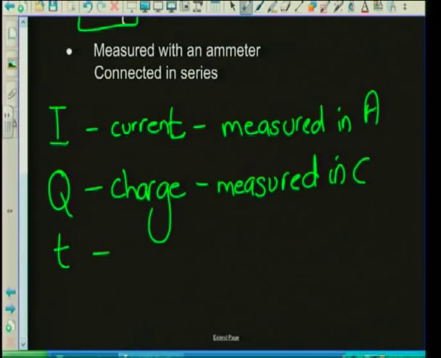Whether you use capital Q or baby q makes no difference whatsoever. It's just one of those things. It's unusual, but that's the way it is, okay? And t is time. Okay.